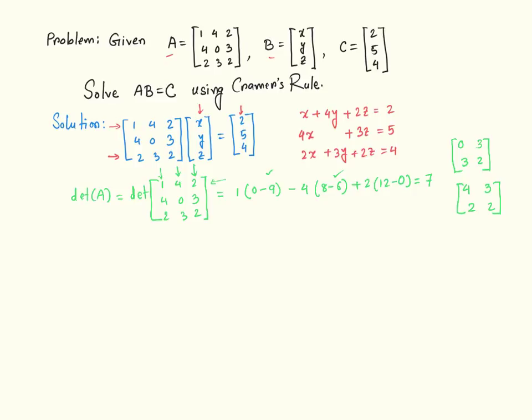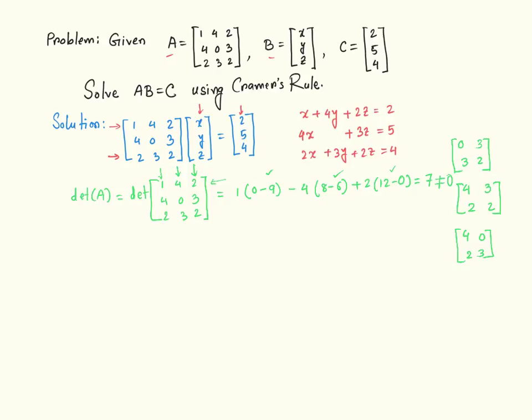And finally, first row, third column. If we get rid of the first row and the third column, we'll be left with 4, 0, 2, 3. And the determinant of that is going to be 4 times 3 is 12, minus 2 times 0 is 0, which is this one. And if we simplify it, we get 7, which, by the way, is not equal to 0. So that means that we have a unique solution. So that's one of the conditions. You need to make sure that the determinant is not equal to 0.